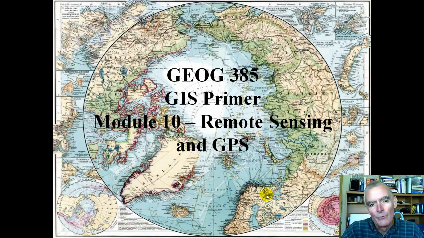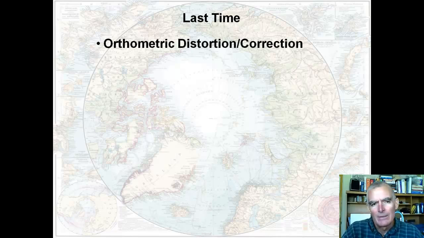Welcome back. We're still in Module 10 talking about remote sensing. Last time I talked about orthometric distortion and the need to correct those distortions. So remember, if you have an image, it's just an image. If you want to be able to overlay it and measure things and use it with other data that are projected data, you'll need to do orthometric correction.